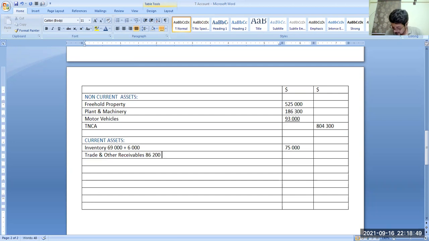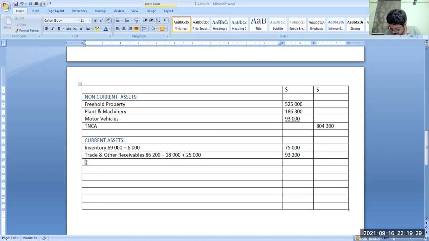Done. 86,200. Adjustment C, minus 18,000 irrecoverable debt. Okay. And plus 25,000 for prepaids. So that would make 86,200 minus 18,000 plus 25,000. The answer is 93,200. Okay.